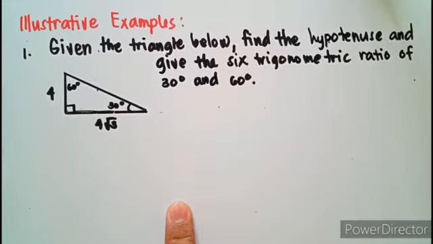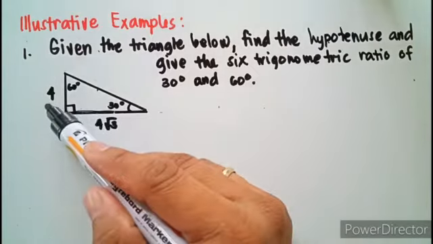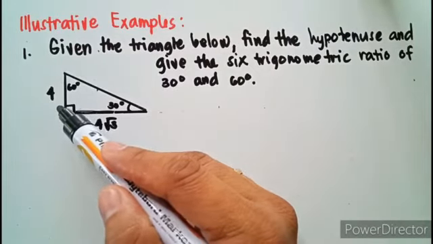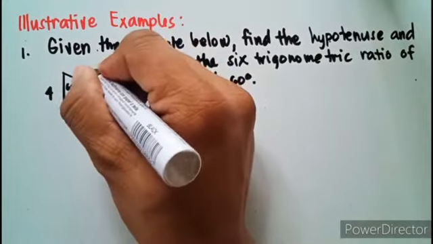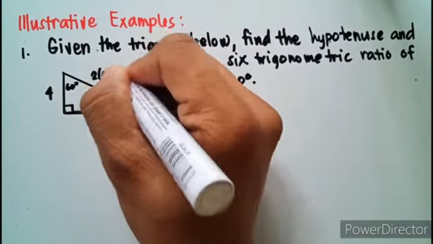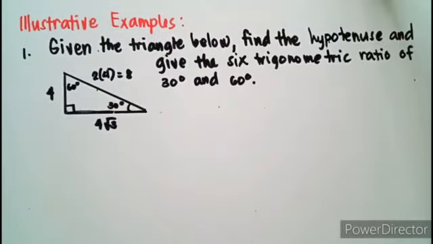Illustrative example number 1. Given the triangle below, find the hypotenuse and give the six trigonometric ratios of 30 degrees and 60 degrees. So, solution. Since this is a 30, 60, 90 degree triangle, we're looking for the hypotenuse. And as we all know, the hypotenuse is twice the shorter leg. So, that will become 2 times 4, that is equal to 8. So, hypotenuse is equal to 8.